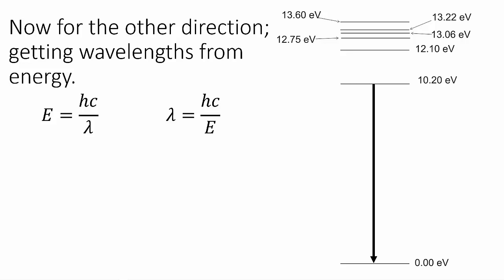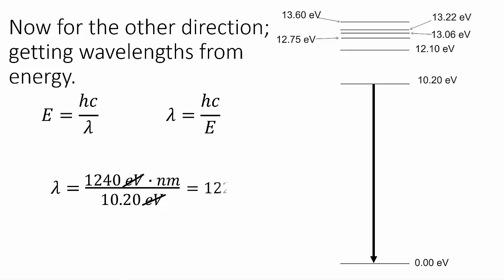So for a 10.20 electron volt transition, the wavelength will be 1,240 electron volt nanometers. Again, you'll probably have that memorized by the time you get done with these, divided by 10.20 electron volts. In this case, the electron volts divide out, and you'll be left with nanometers, which is the appropriate unit for wavelengths here. And we would get 122 nanometers. Now, that's not visible. That's down there in the ultraviolet part of the spectrum because it's below violet in wavelength.